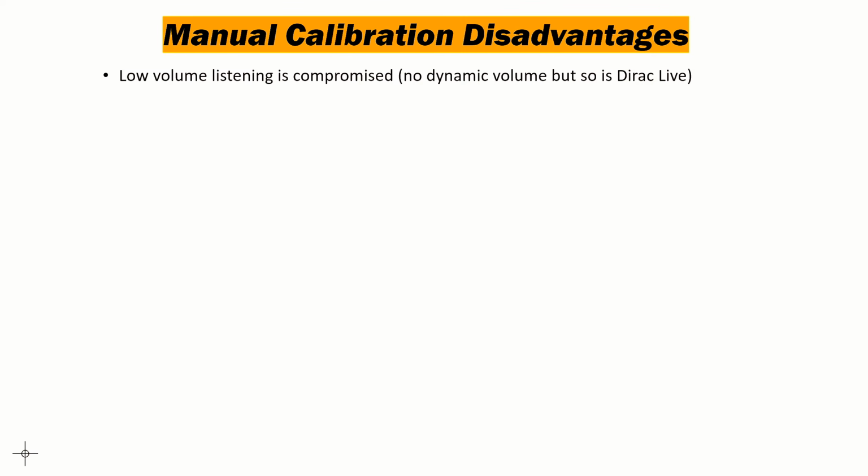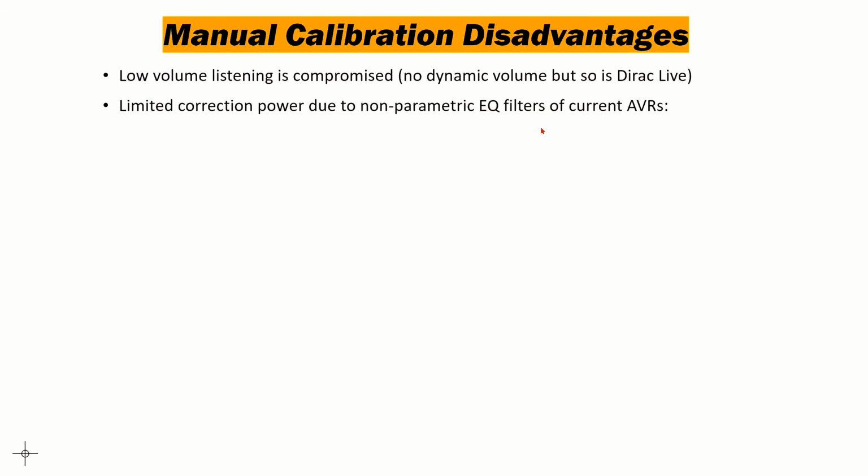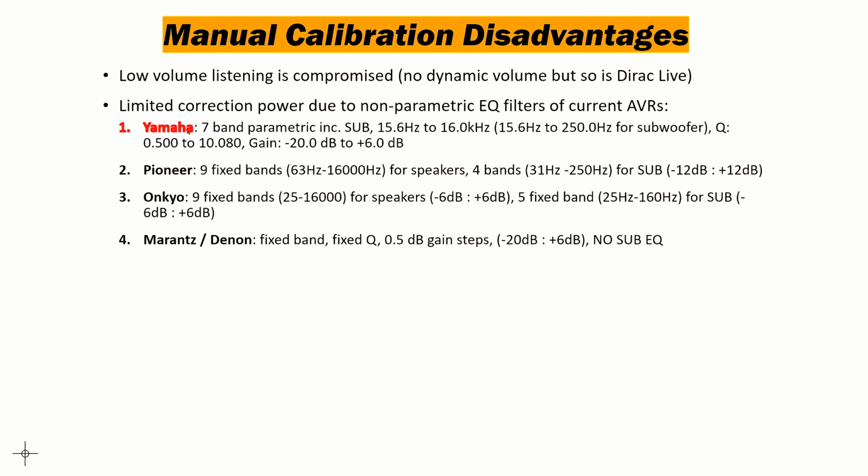But so is Dirac Live. I mean, Dirac Live, when it finally comes on Marantz and Denon in 2024, hopefully, they have already announced that they won't add Odyssey's dynamic EQ or volume to Dirac Live. So it will also be compromised in low volume listening. Limited correction power due to non-parametric equalizer filters of current AVRs. This is another limitation. Here are, according to the power of their manual equalization, ordered all the brands.